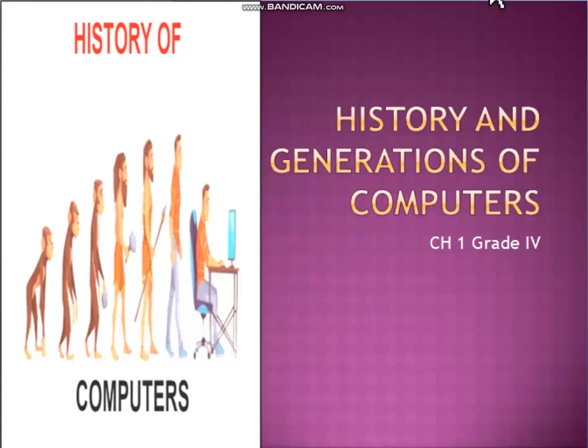Yeah, so history is what happened before, that already happened, and generations divide the happenings according to a time. So we are going to study history of what? Computers. Okay, so let's get started.